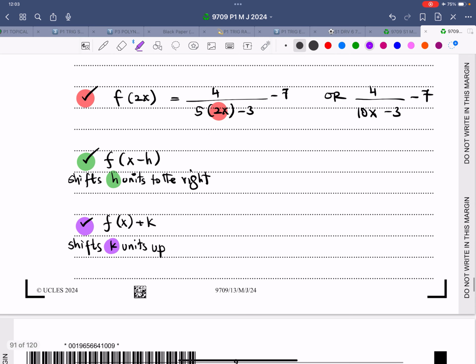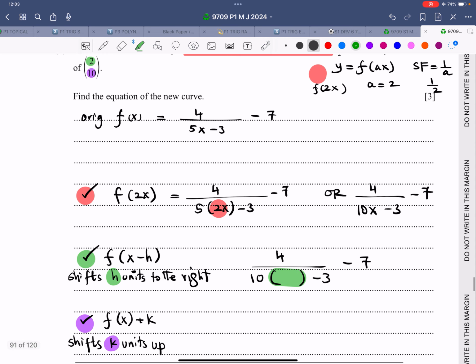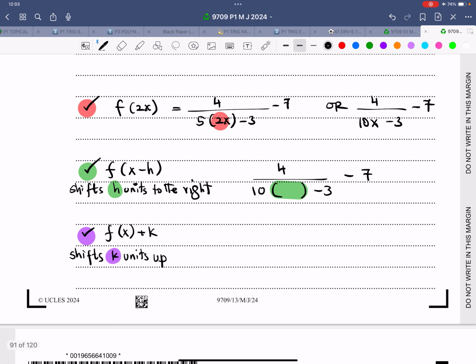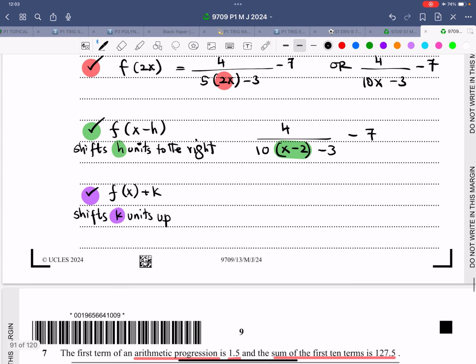So now after the first step is done, let me write over here 4. This is 10 something minus 3 minus 7. I'll do it step by step. Now it's moving how many units to the right? It's moving 2 units to the right. So therefore, let me write x minus 2. That is the thing that needs to be done. So now when we do this, what happens? This becomes 4 over 10x minus 20, 10x minus 20 minus 3 minus 7.